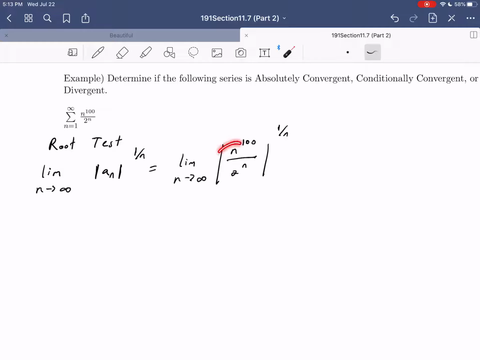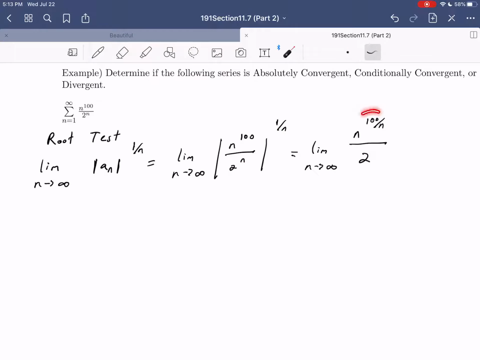Is the absolute value necessary? Well, again, always positive terms here, so not really. We can just go ahead and apply the 1 over n exponent to each thing. Power to a power you multiply, so it looks like we get n to the 100 over n, and down here, n times 1 over n, that's just going to be a 2. Now, this is a tricky limit because technically this is infinity to the 0, which is indeterminate form.